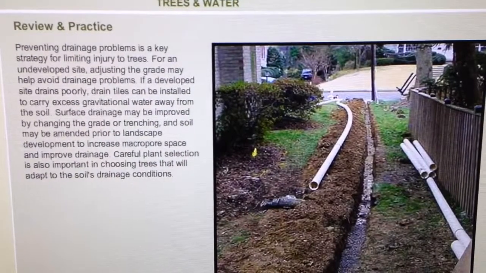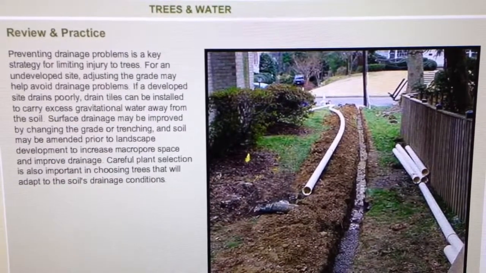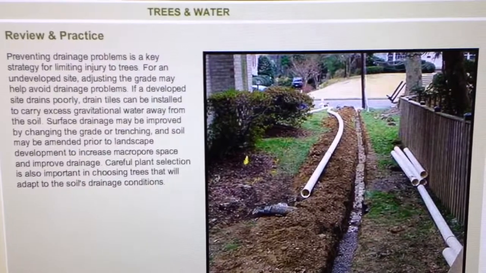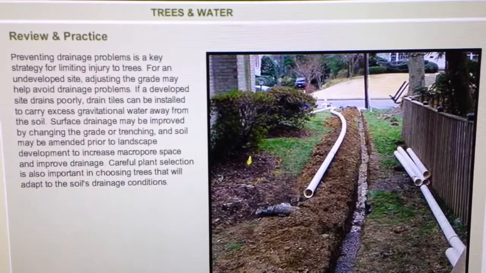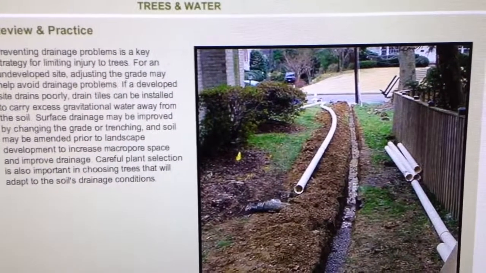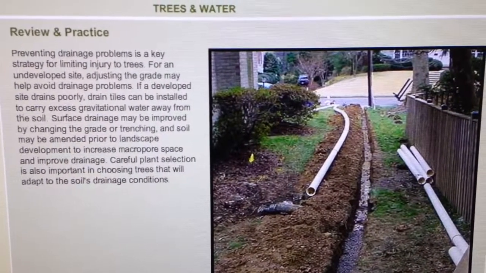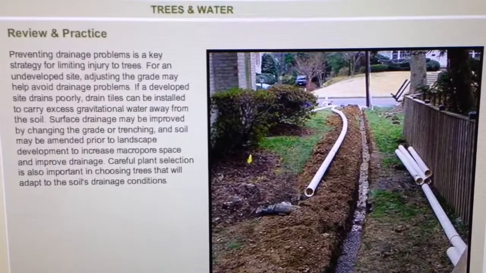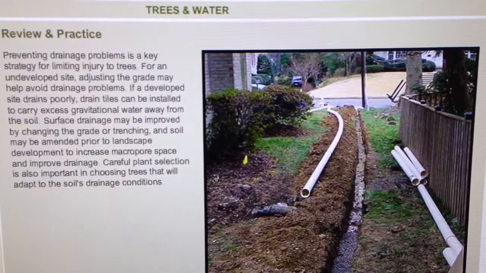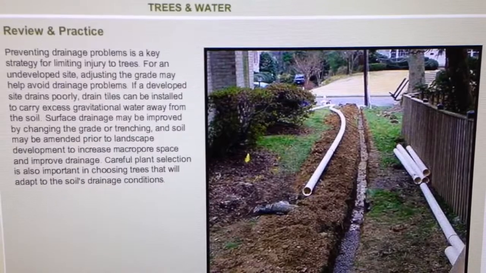Preventing drainage problems is a key strategy for limiting injury to trees. For an undeveloped site, adjusting the grade may help avoid drainage problems. If a developed site drains poorly, drain tiles can be installed to carry excess gravitational water away from the soil. Surface drainage may be improved by changing the grade or trenching, and soil may be amended prior to landscape development to increase macropore space and improve drainage. Careful plant selection is also important in choosing trees that will adapt to the soil's drainage conditions.